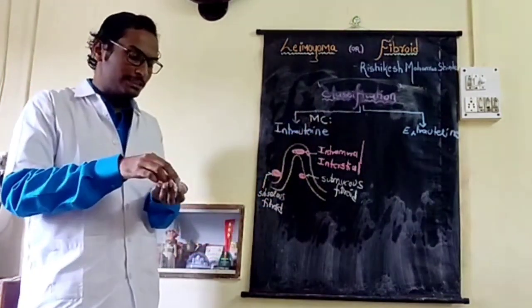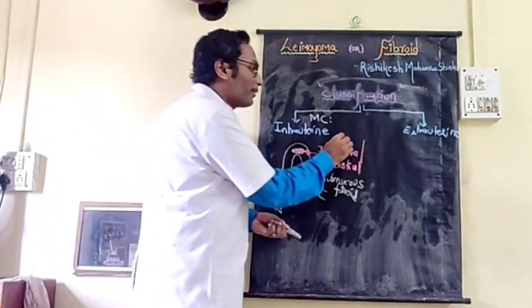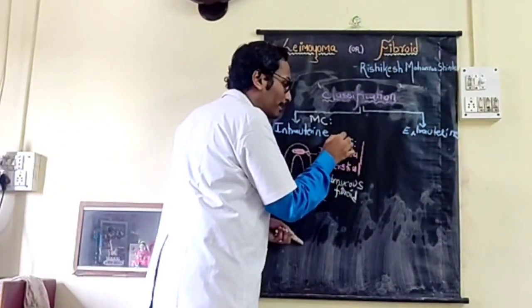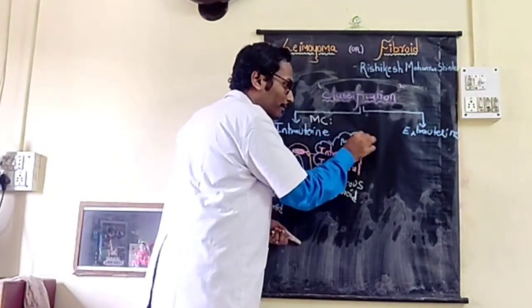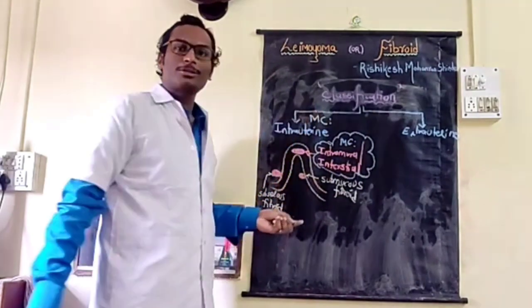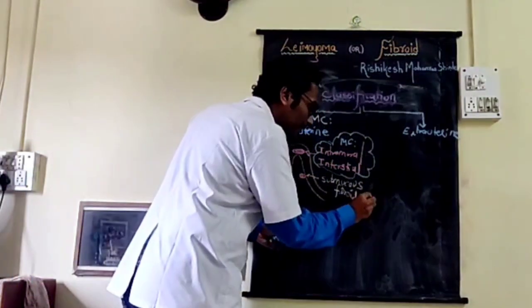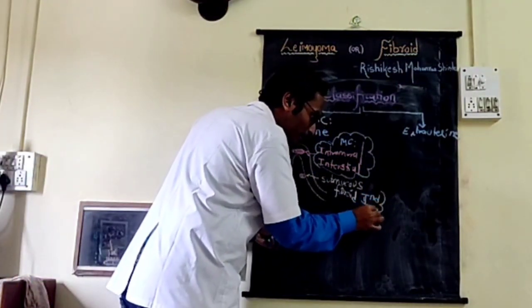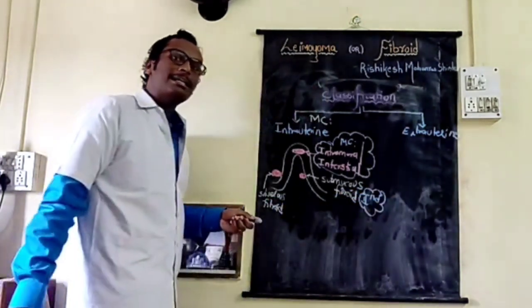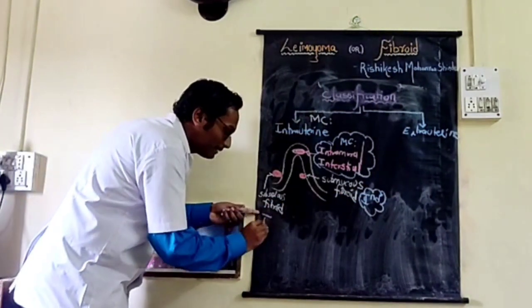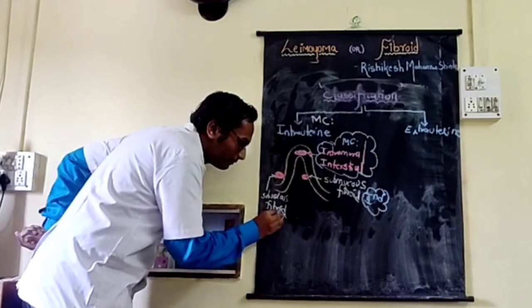So out of these, which is the most common? Intramural fibroid is the most common type of fibroid out of these three. The second most common in the sequence is the submucous fibroid. And the third most common is the subserous fibroid.